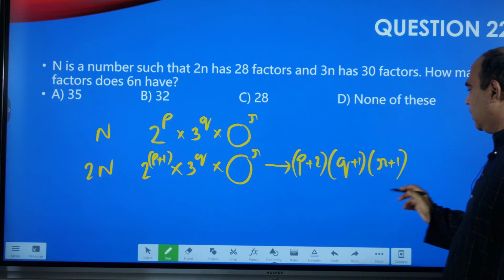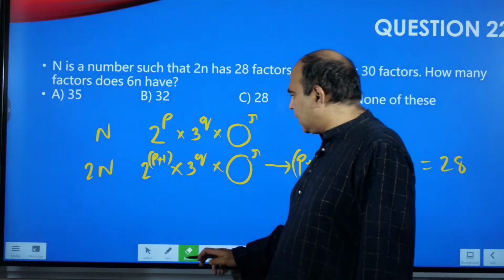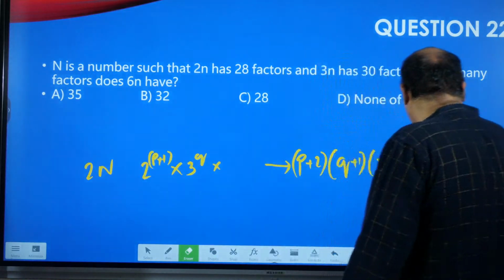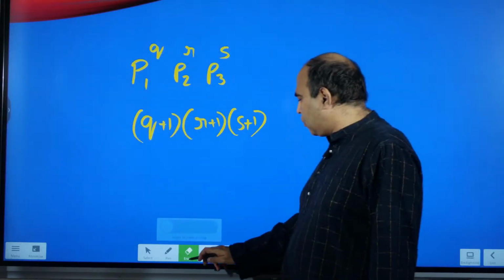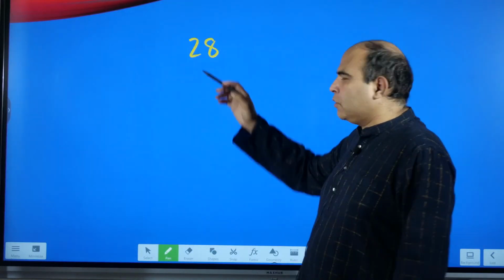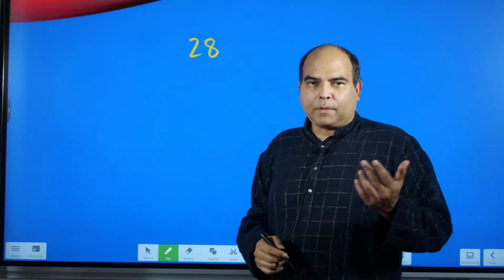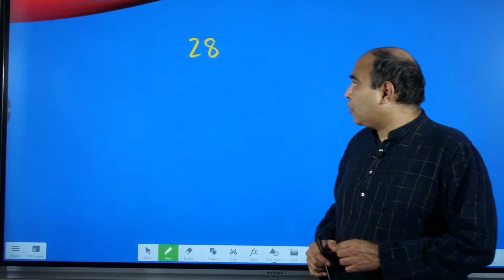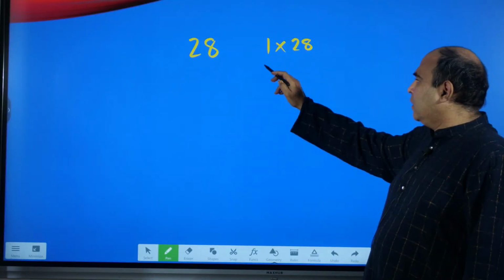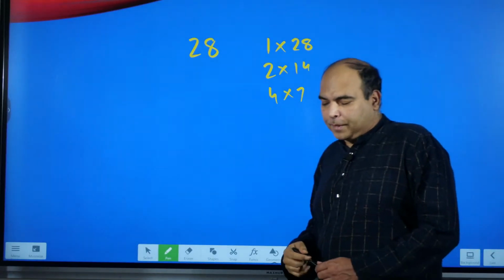But what is important is that this has to be 28. So 28 by itself is a number that really cannot be split into too many prime factors. If I think about 28 as a number, and I want to split 28 into two parts, let's say I'm saying that this only has two prime numbers underlying it. If I think about 28 as two parts, the only factor pairs of 28 are 1 into 28, 2 into 14, 4 into 7. That's it. There are only three factor pairs.